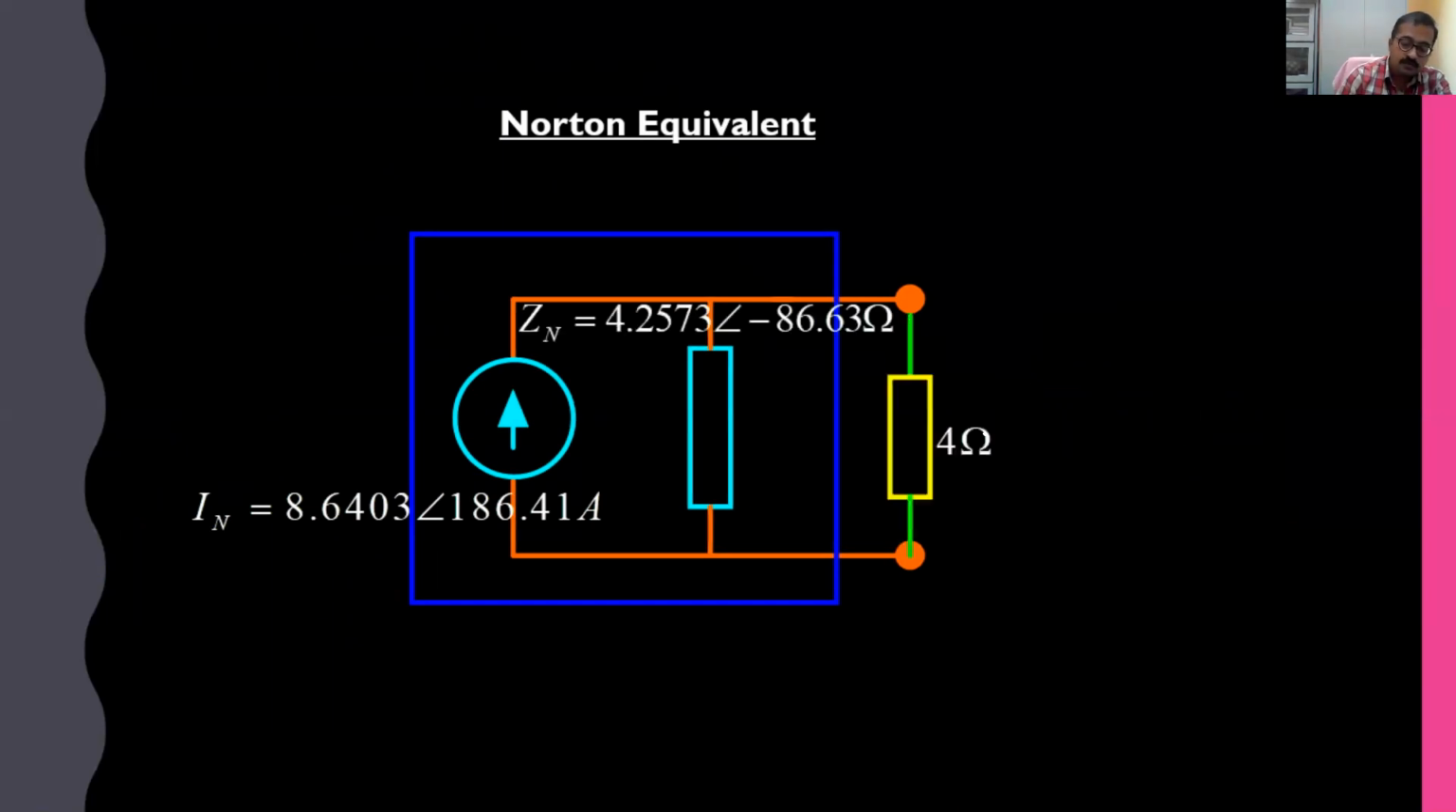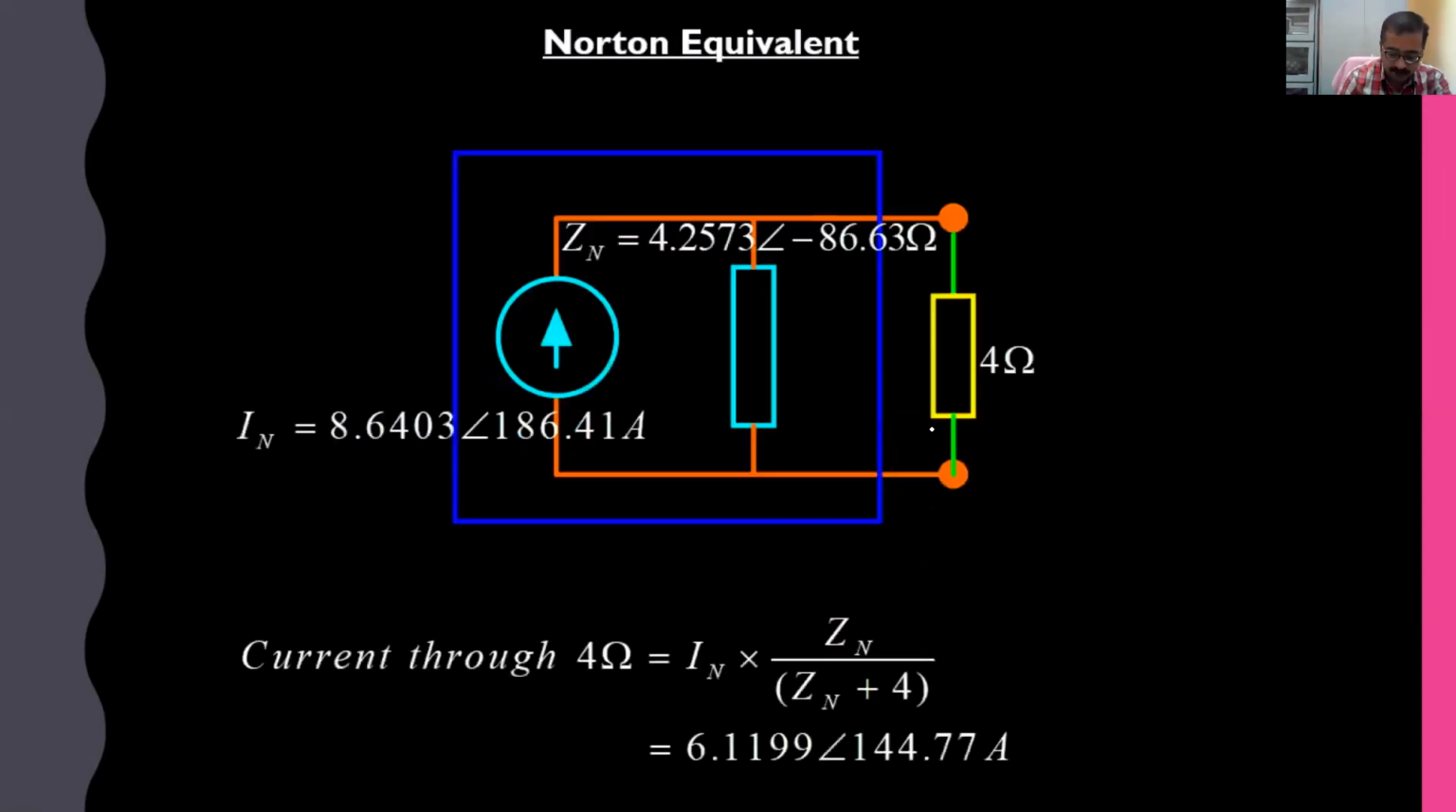So what will be the current through the 4 ohm? How can you find it? Current division: the main current IN into the impedance of the other branch Zn, divided by the sum of impedances Zn plus 4, which means 6.119 angle 114.77 amperes. This will be the current through the 4 ohm using the Norton equivalent. We have solved the same problem using Thevenin's theorem also. You can verify that. Okay, is that clear? Fine.